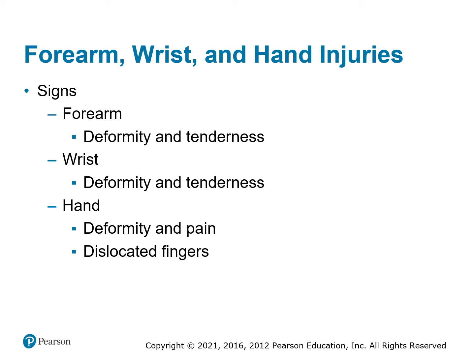Now moving up to forearm, wrist, and hand injuries. Again, you may see deformity and tenderness. You may see pain with any of them. With the hand, you may also see dislocated fingers as well. Again, use your assessment strategies. Assess the good areas from the bad areas so that you can identify what's normal and what's not normal.